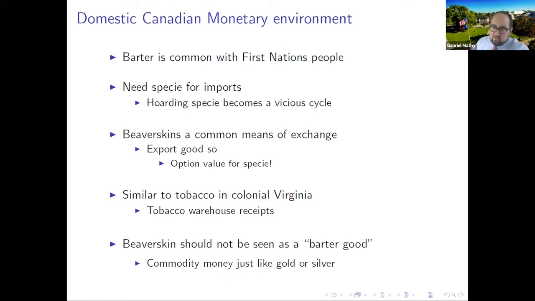So a lot of authors have talked about beaver skin as just a barter good, but I think we should not think of gold and silver just inherently as being money and other commodities not as being money. We should think about that these are money just like gold or silver. They're just a different commodity.